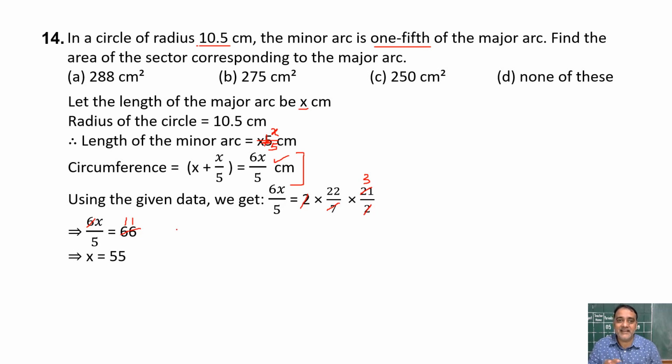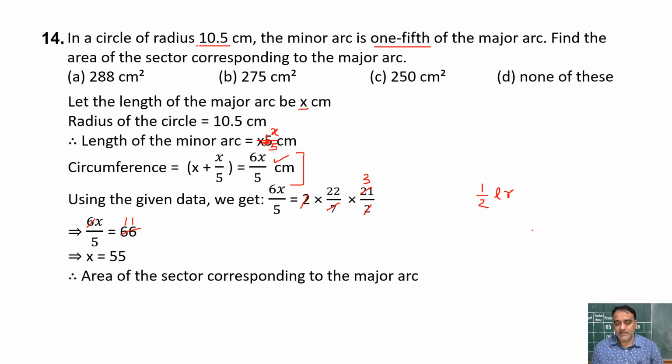लेकिन हम लोग को क्या निकालना है? Area of sector. And we have one formula, area of sector. If you remember, I told you in the regular class, half into LR. याद है? Yes, sir. Half into L means length of the arc into radius. So that formula we will use. Length of the major arc we got 55. So half into 55 into radius, that is 21 by 2. So this step is clear?